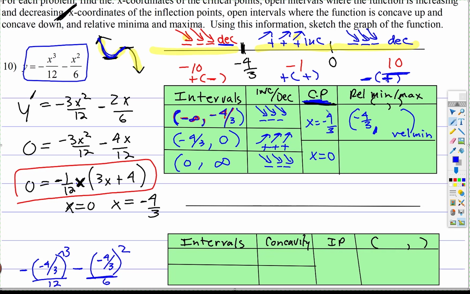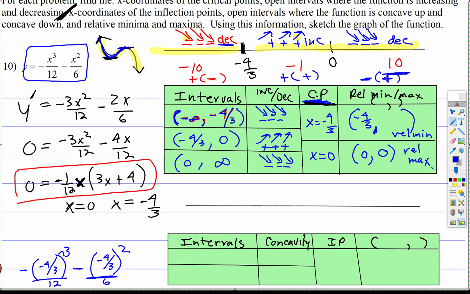Remember, this is the critical point column. And so when you plug in 0, that is easy. When you plug in 0, 0 subtract 0 is 0. And that will be a relative max. I could be wrong, so you still need to check it. There we go. All right.